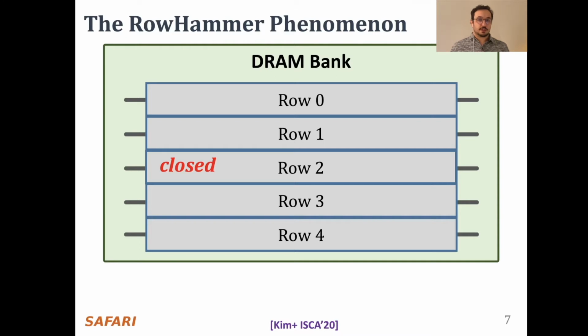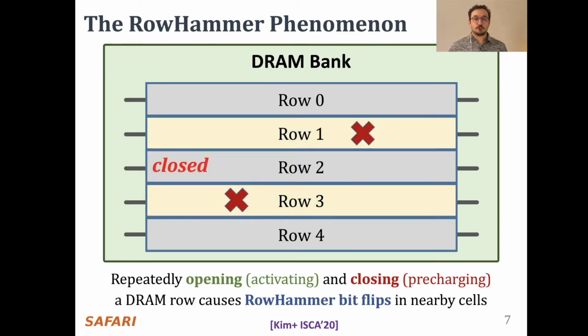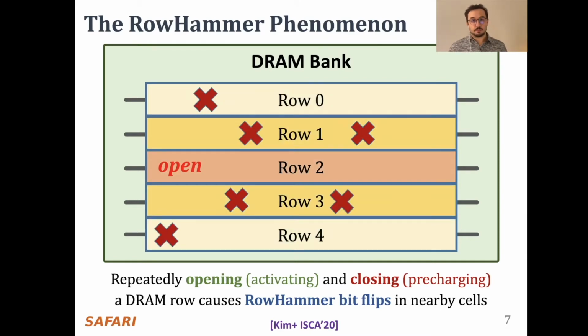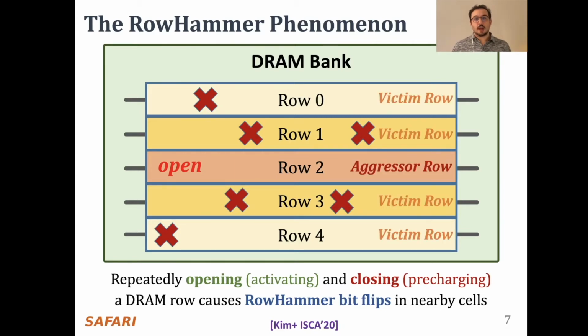Due to an increase in cell-to-cell interference, rapidly activating and precharging a DRAM row can result in bit flips in physically adjacent rows. Continuing to access the same row results in even more failures in nearby rows. This phenomenon is known as RowHammer. We refer to the rapidly accessed row as an aggressor row, and the rows containing bit flips as victim rows.